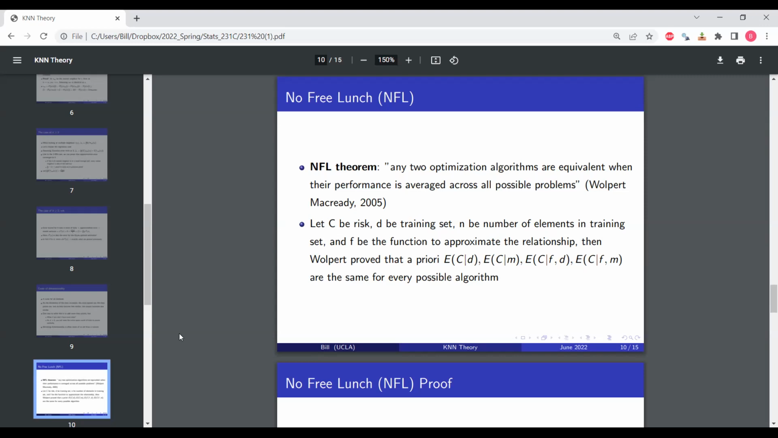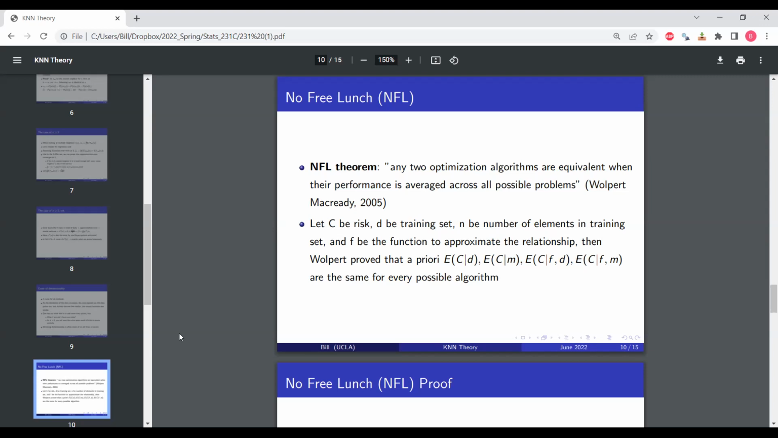And when I was researching on this, the main idea that I found out was this theorem called no free lunch. And to quote it, the no free lunch theorem states that any two optimization algorithms are equivalent when the performance is averaged across all possible problems. So what we mean by all possible problems is, let's just take an example of the classification problem.